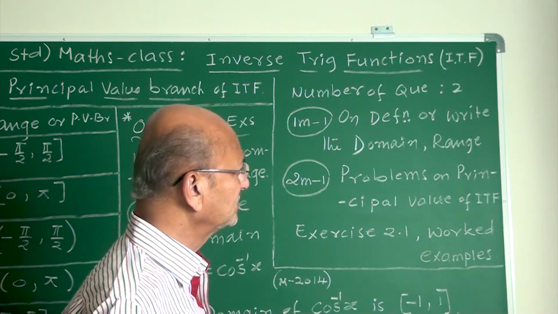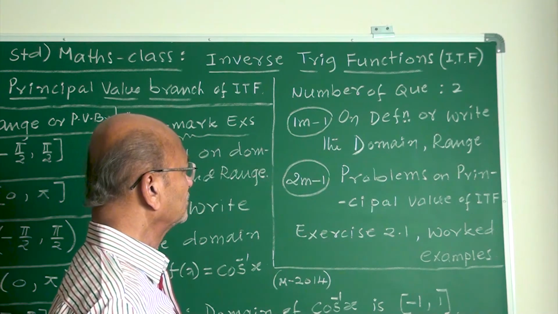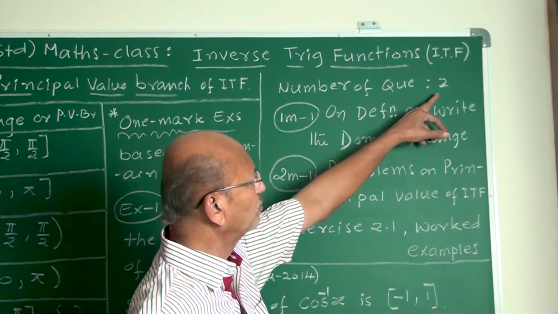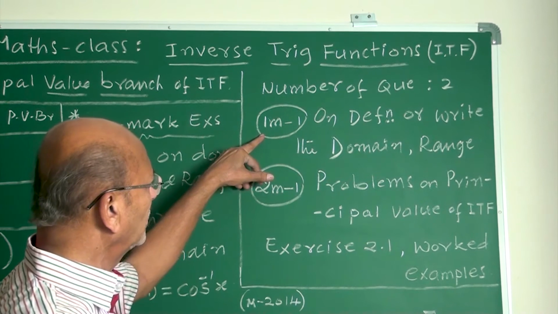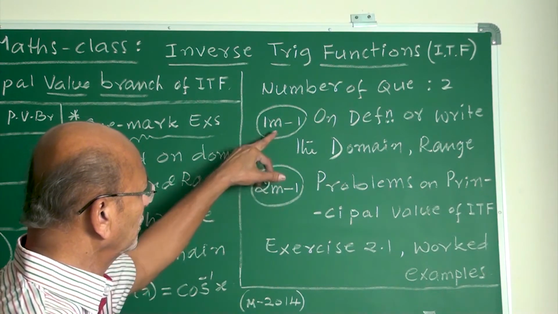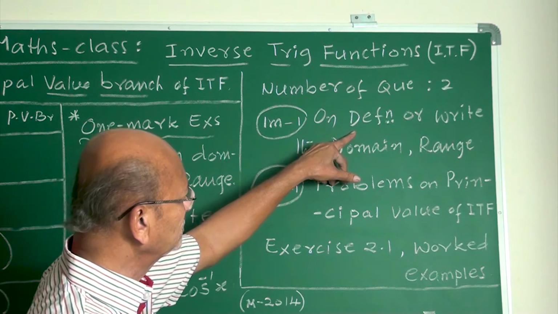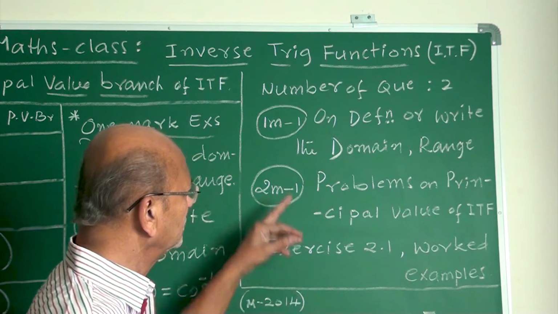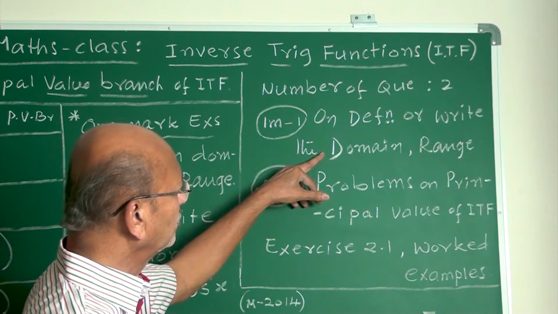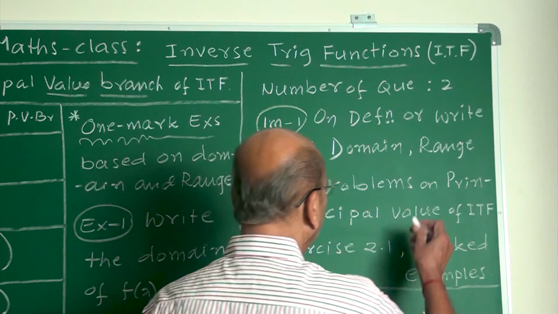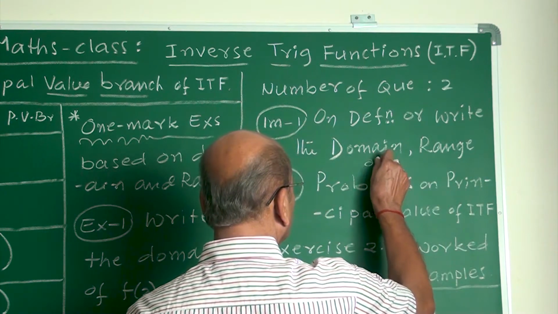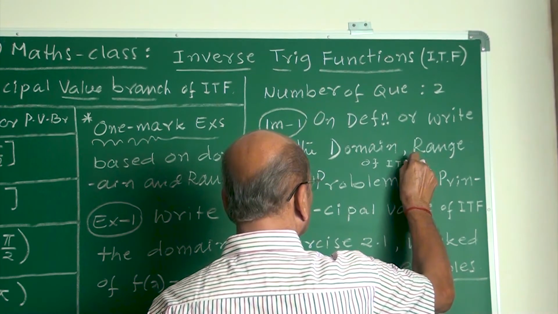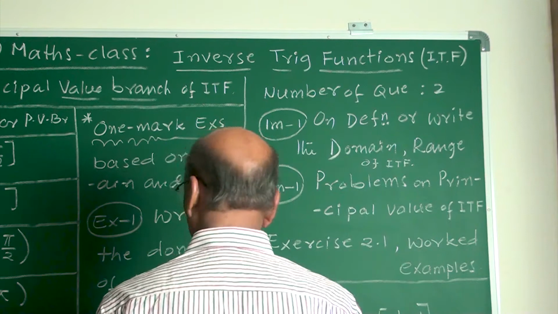But this time, with a reduced syllabus, the number of questions is only 2. There is 1 question for 1 mark and 1 question for 2 marks. The 1 mark question will be on the definition, or write the domain and range of ITF. These are the examples on that, my friends. Range of ITF means inverse trigonometric functions. This is the 1 mark question.